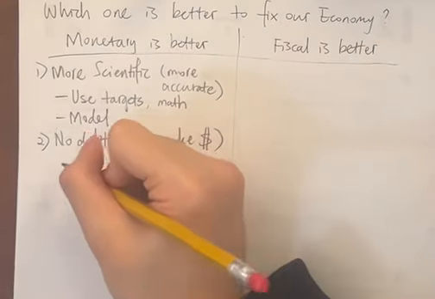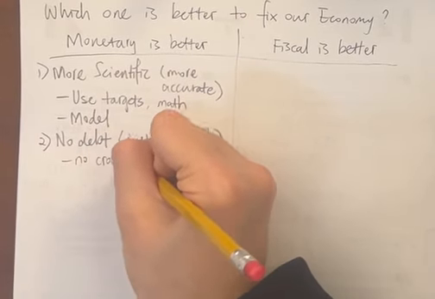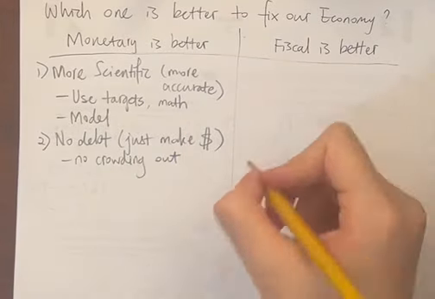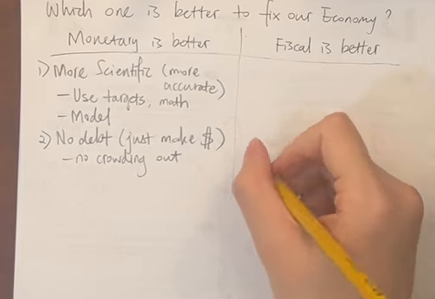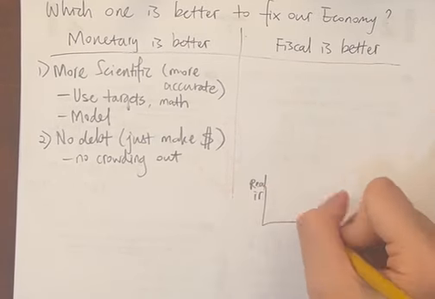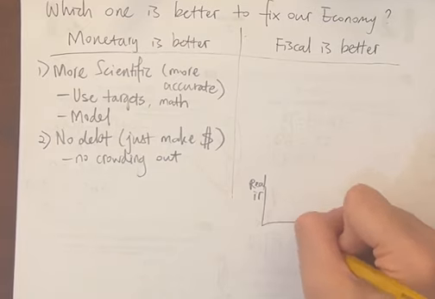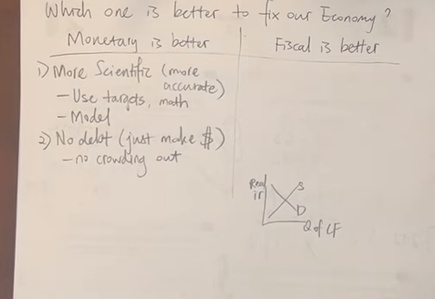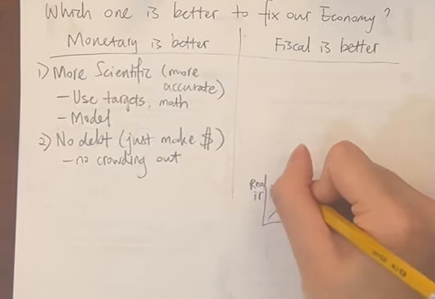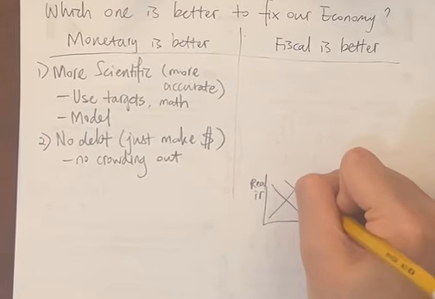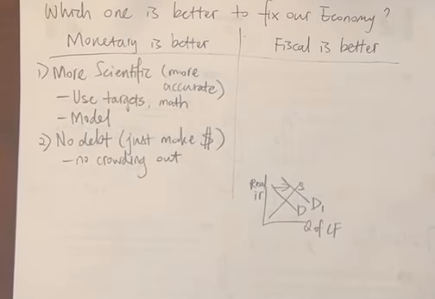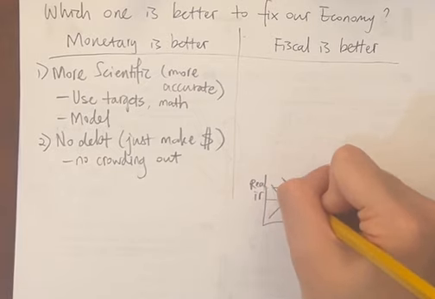And also, there's no crowding out. So the crowding out, just think about a loanable funds market. This is the real interest rate, and this is the quantity of loanable funds, and this is the demand, this is the supply. And when the government borrows money from the loanable funds market, it will increase the demand for loanable funds. But when it increases the demand for loanable funds, it will increase the real interest rate also.